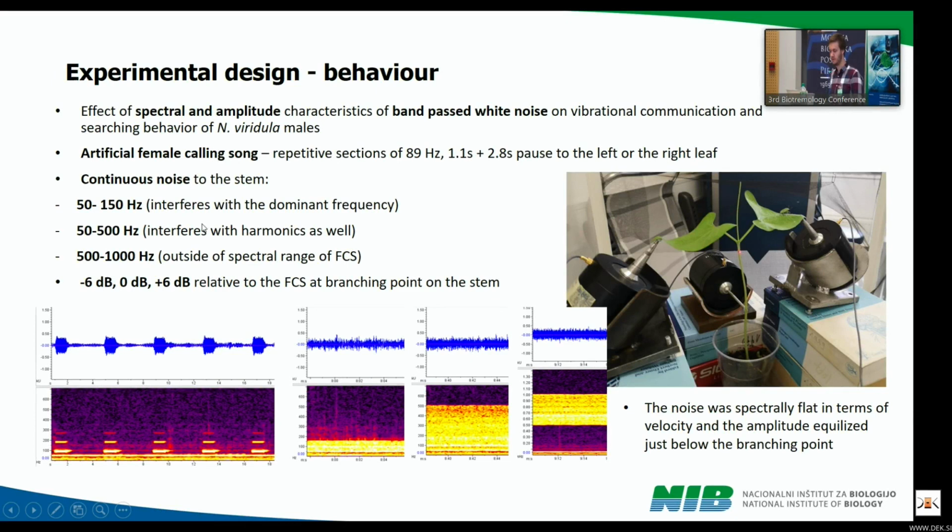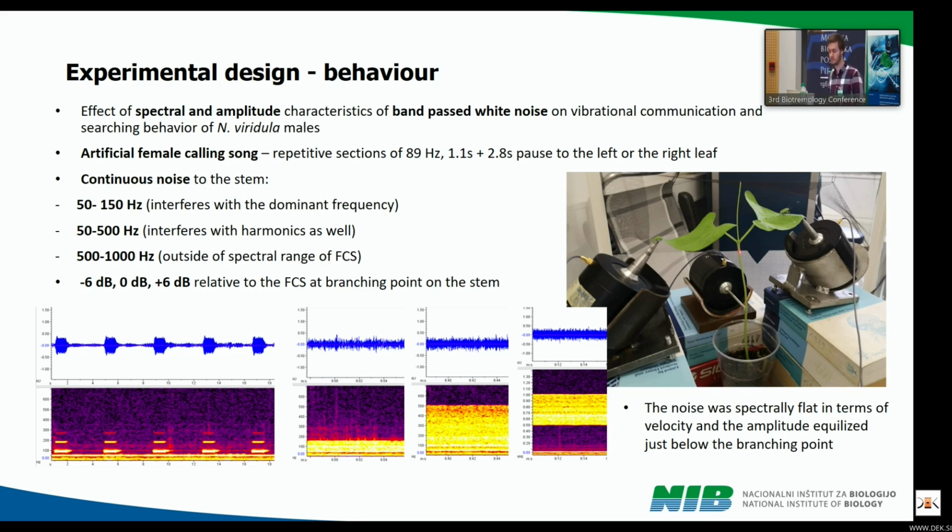different frequency bands and 3 different amplitudes. The frequency characteristics of the noise were as follows. We used the 50 to 150 hertz that we assumed would interfere with the dominant frequency of the male calling song. Next, the 50 to 500 hertz that would interfere with the harmonics as well, because they can be quite important.